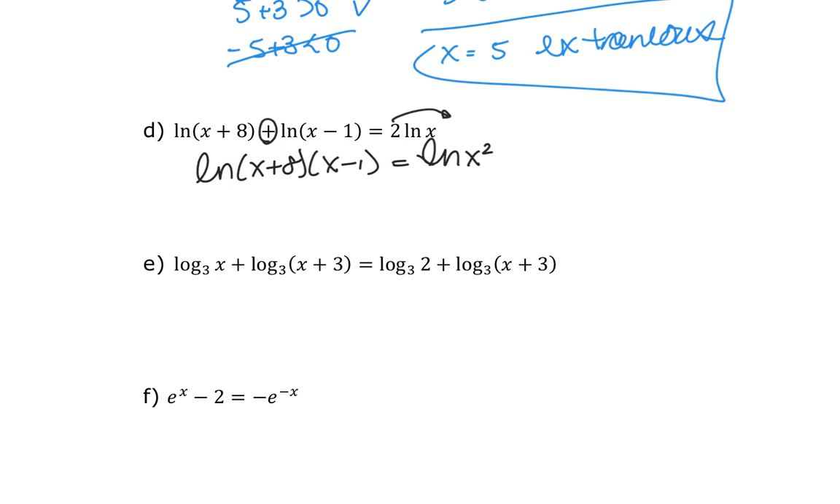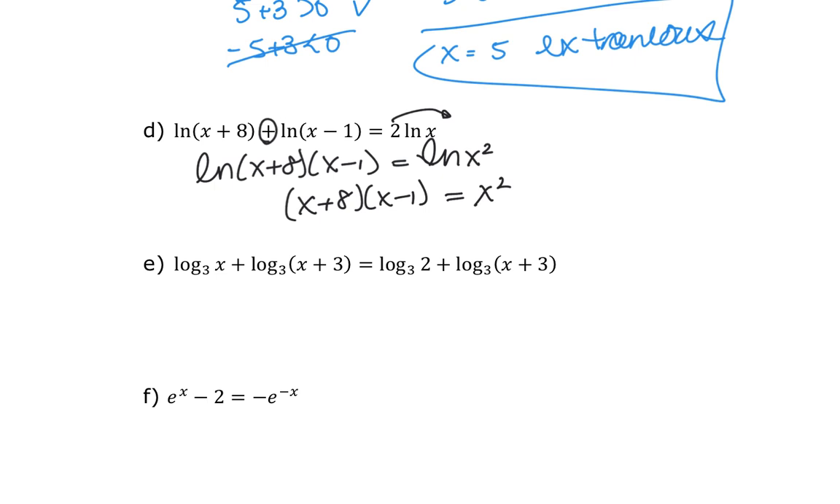Now, since we have the natural log on each side, one natural log is equal to an additional natural log. That means I have x plus 8 multiplied by x minus 1 is equal to x squared.